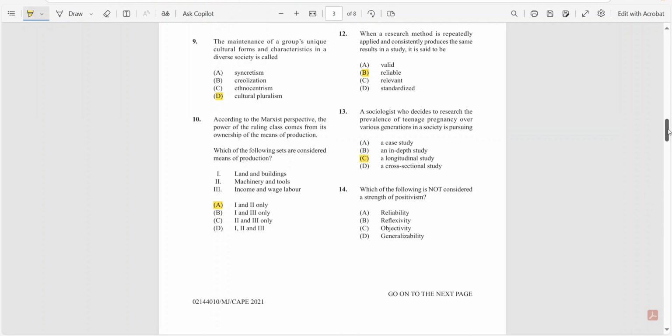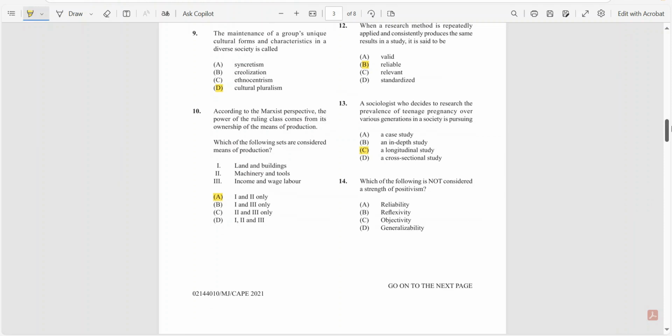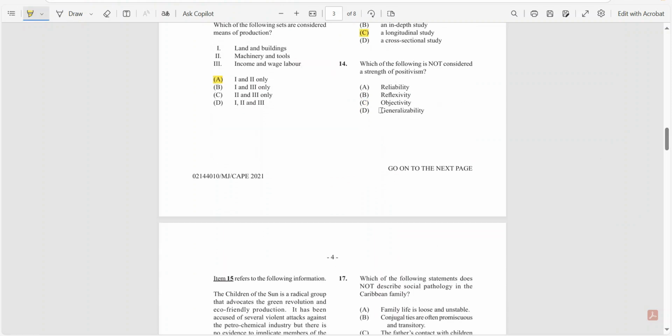14. Which of the following is not considered a strength of positivism? So which one of these would be a weakness then of positivism?